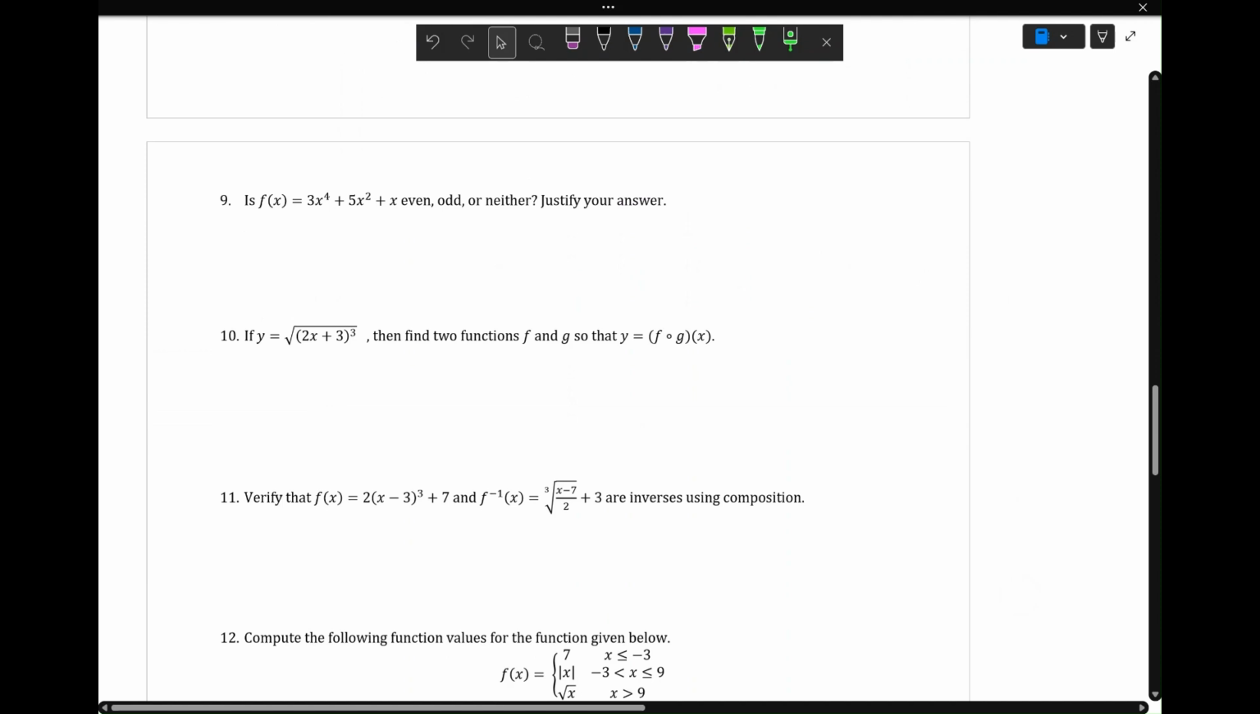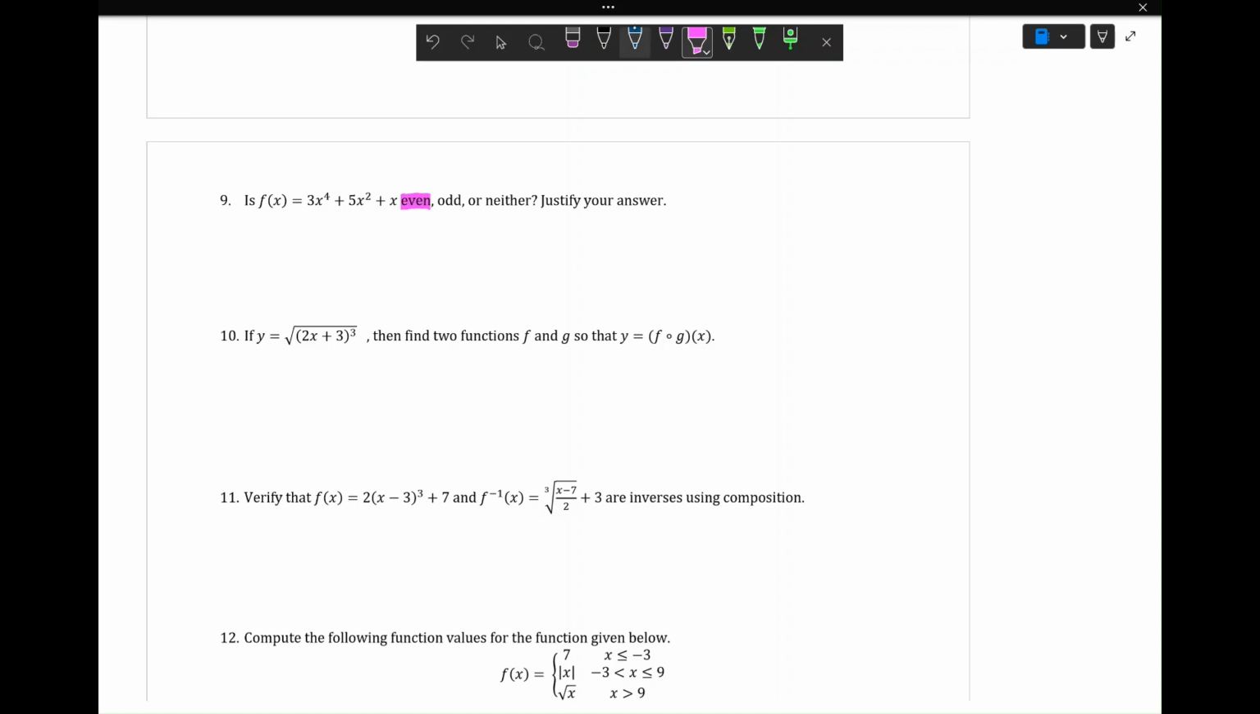Let's return again to odd and even functions. You may remember that we had kind of a trick for remembering even functions. If something's a polynomial, if it's just x to powers, a function is even if it has all even powers. That's why it's called an even function. Something is odd if it has all odd powers.